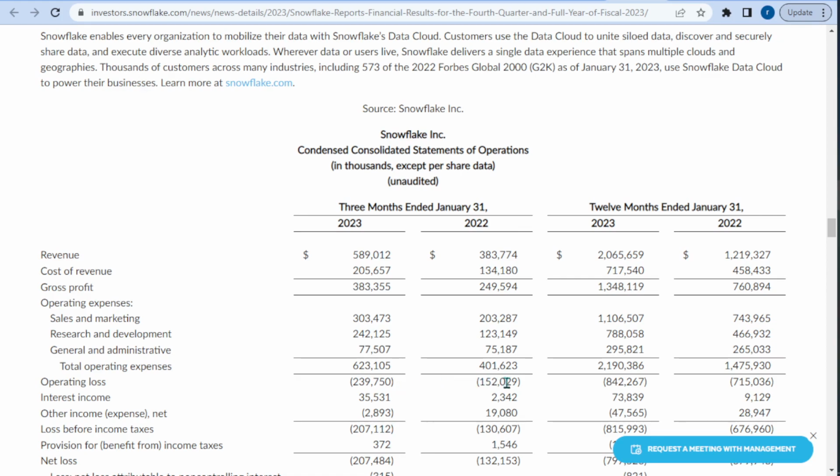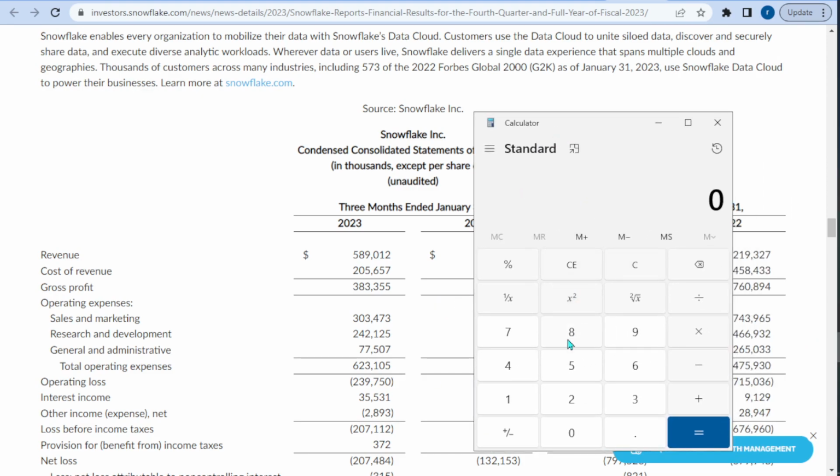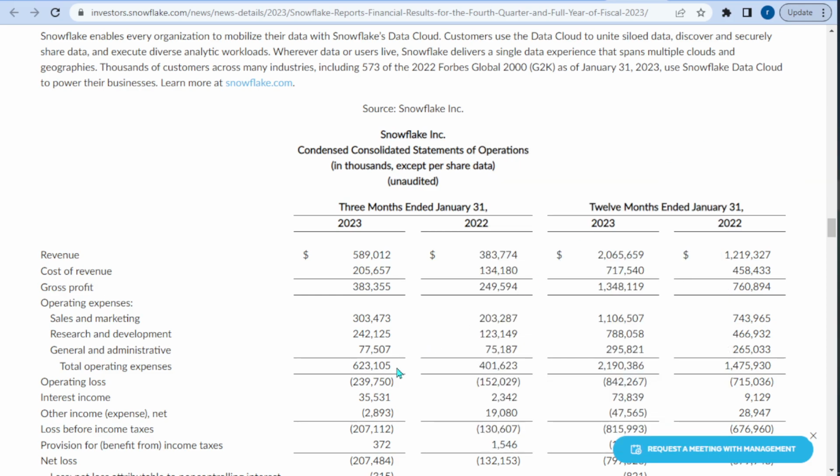Now, if you're looking at 2022, yeah, they had a little bit less. So, obviously from a GAAP standpoint, this doesn't look too great. Let's go ahead and calculate how much they're actually losing per dollar. So 239,750, we're going to divide that by 589,012. So essentially what this means is that for every $1 of revenue that they make, they are losing $1.40. So yeah, you make $1 and $1.40 goes out the door. That's essentially what that is saying.